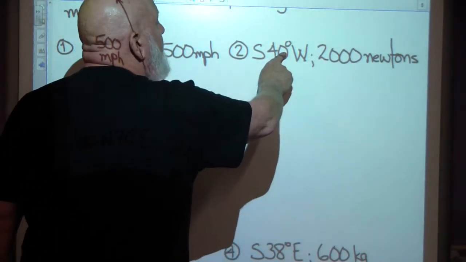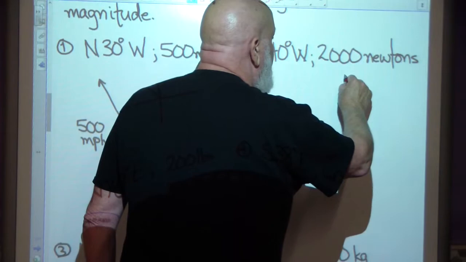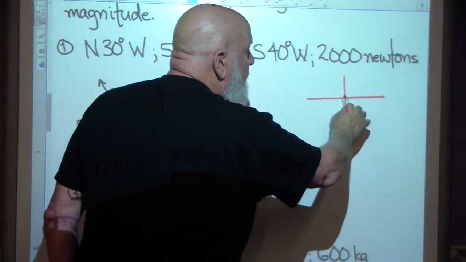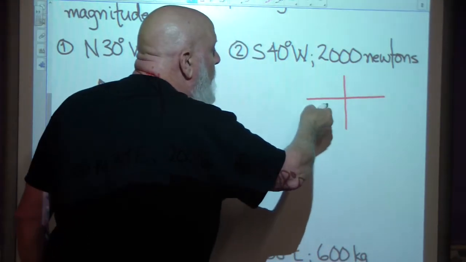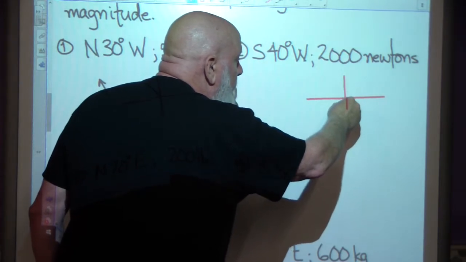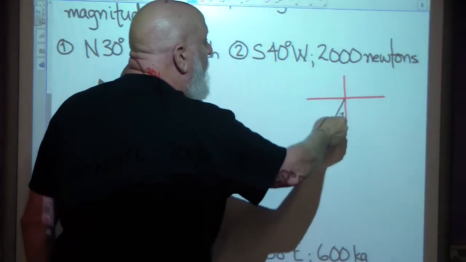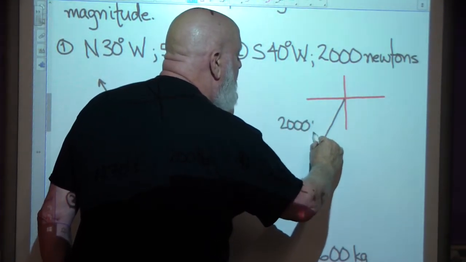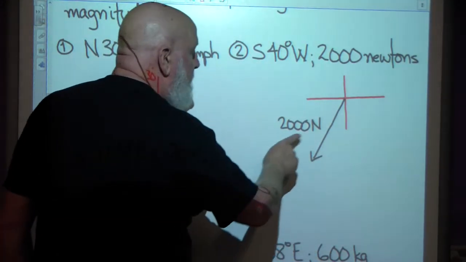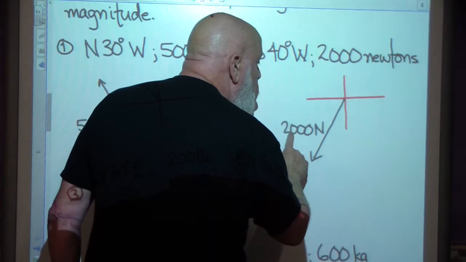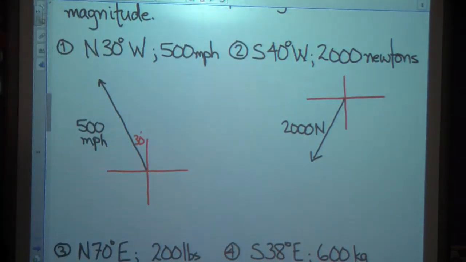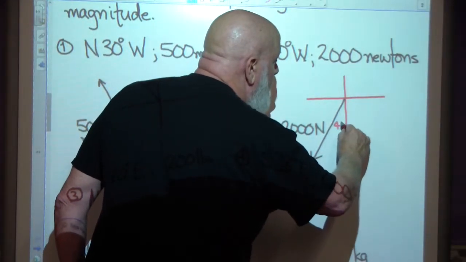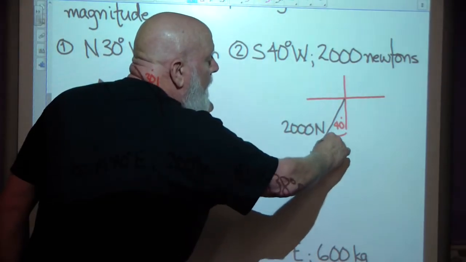This one's south 40 degrees west. So since I'm going to go south, here's where my vector is going to start. I'm going to move in a southerly direction and rotate 40 degrees west. So that would be about like this. Rotating 40 degrees west would give me something like that, and I would call this 2,000 newtons. That's the length of my vector. Newton is a unit of force. Capital N is what we use for newtons. Okay, so there it is. South 40 degrees west.